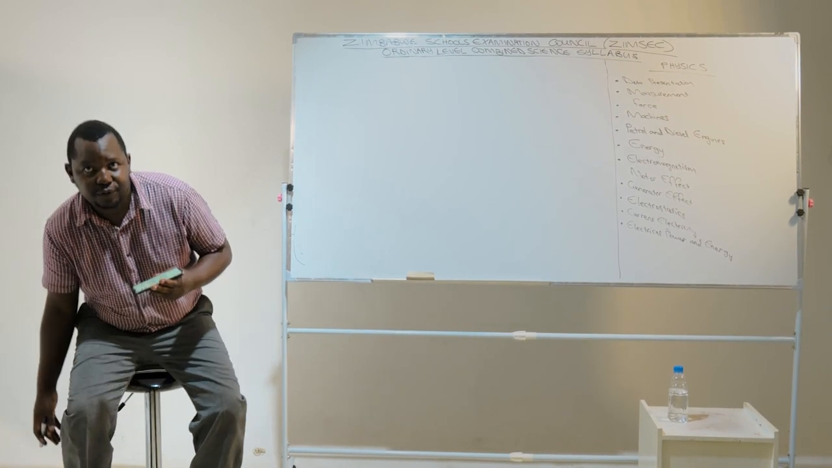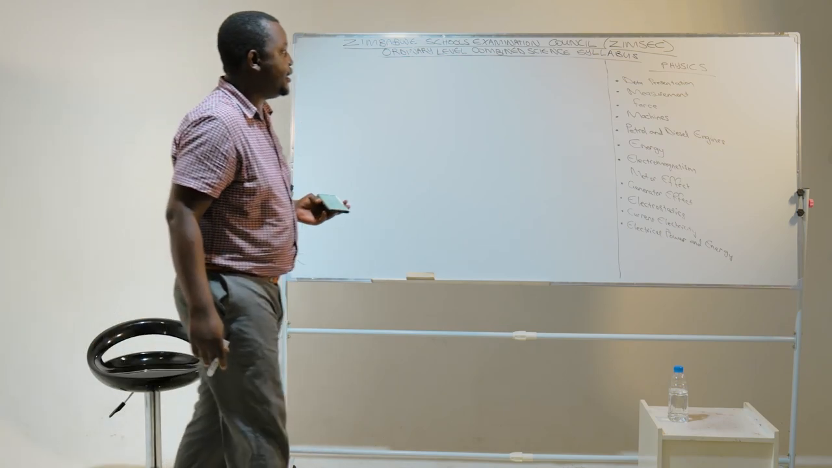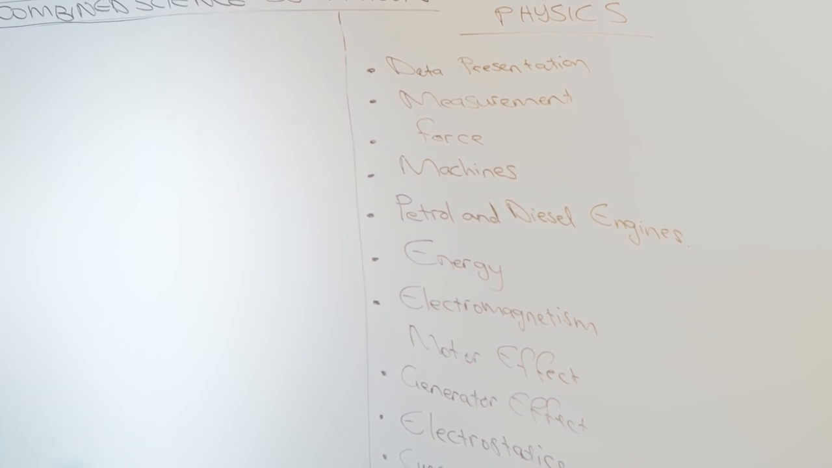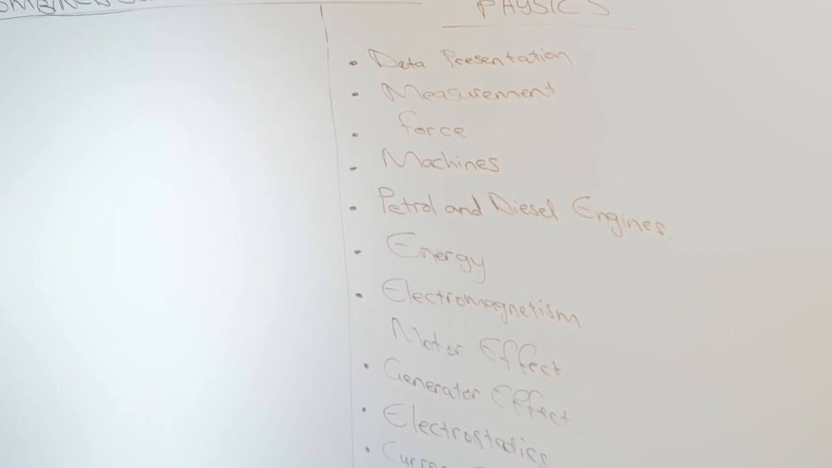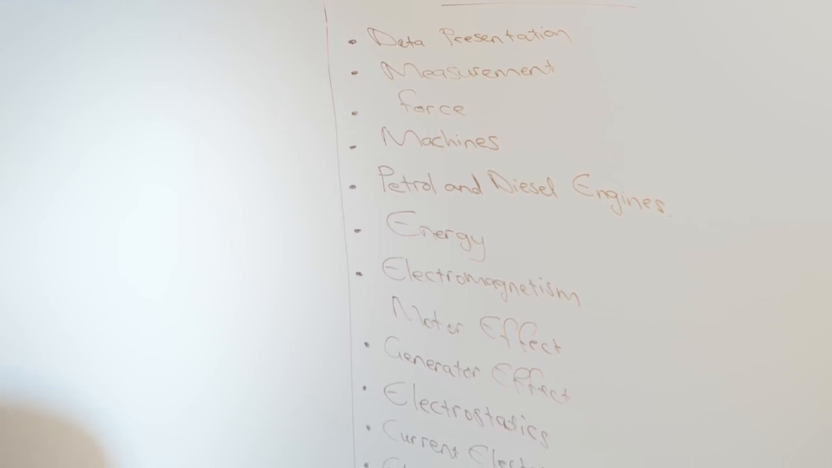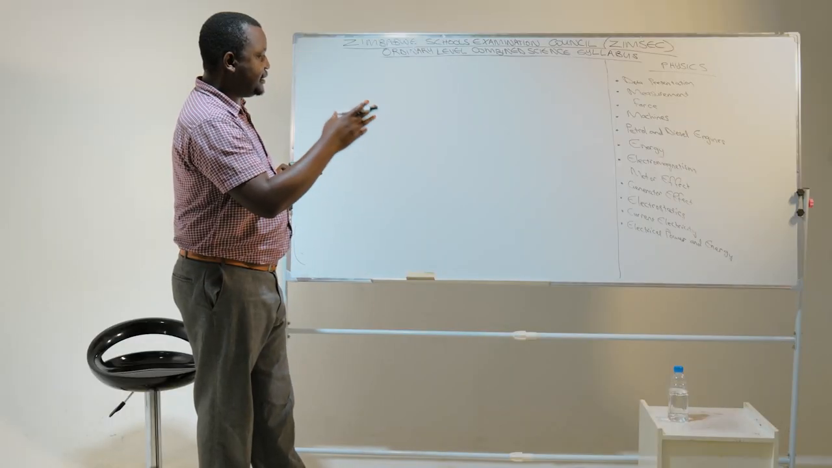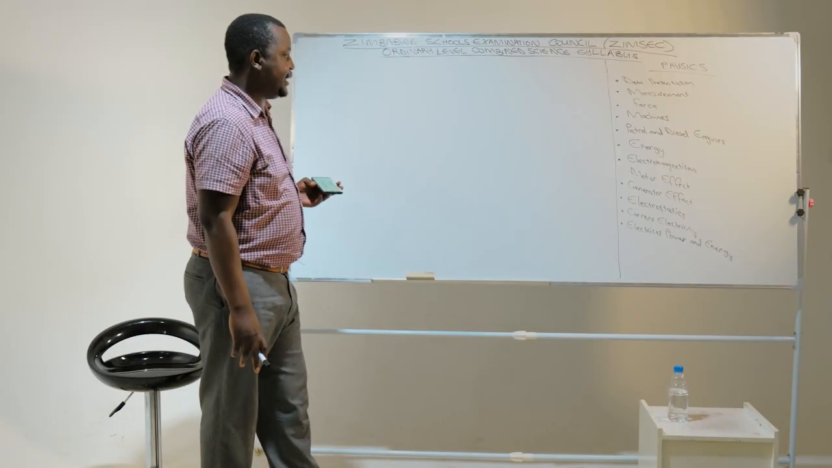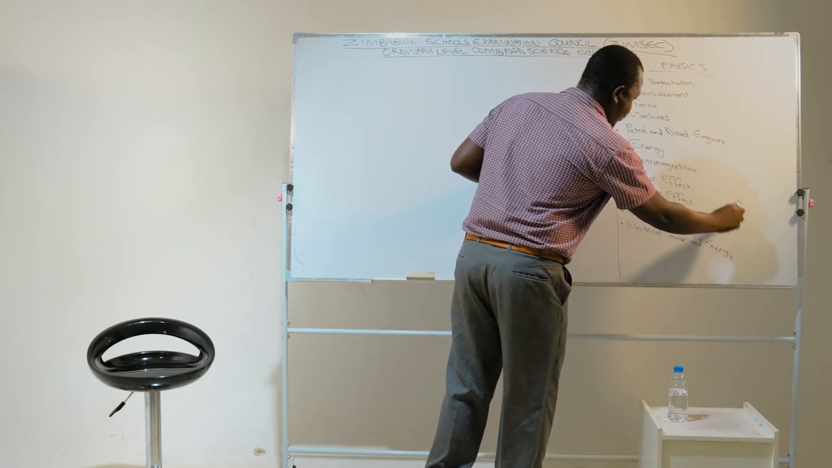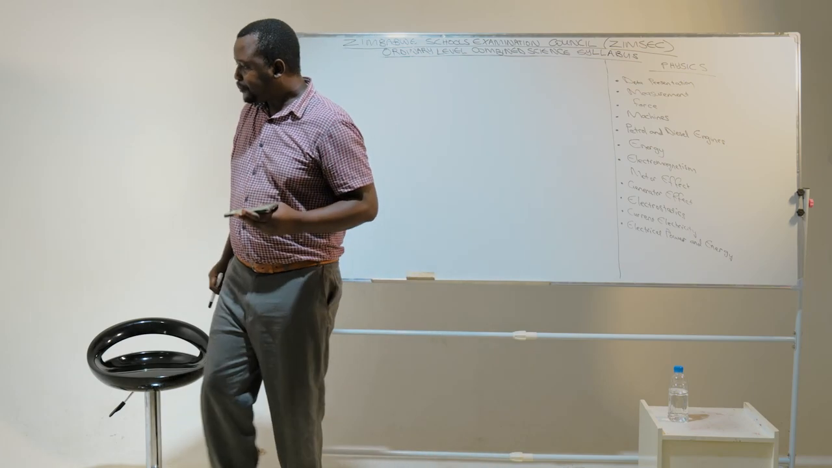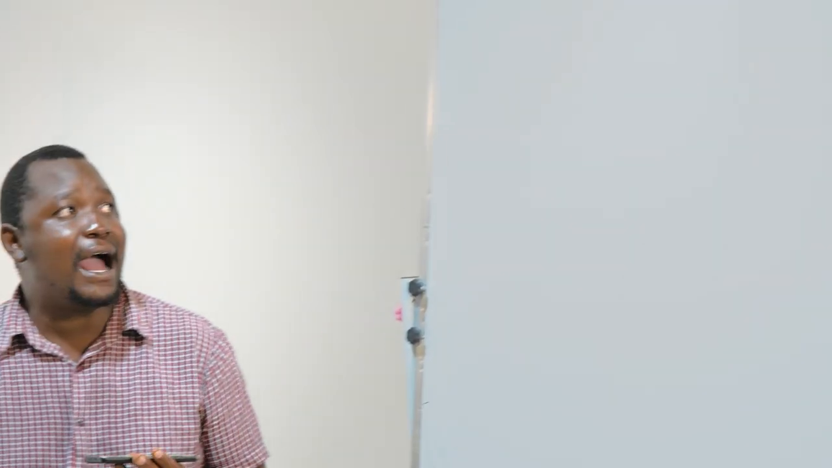In Form 3 physics, we have data presentation, measurement, force, machines, petrol and diesel engines, energy, electromagnetism, motor effect, generator effect, electrostatics, current electricity, and electrical power and energy. It's just one thing: electricity and magnetism. Right, so let's get into the nitty-gritty details of what is required per topic, one by one.